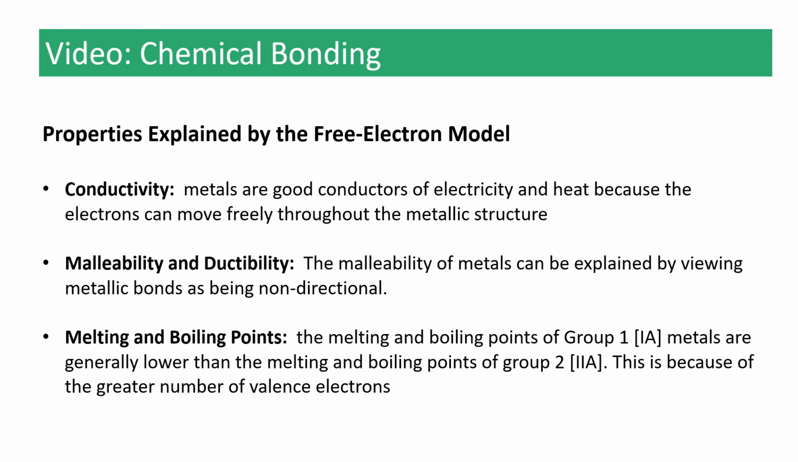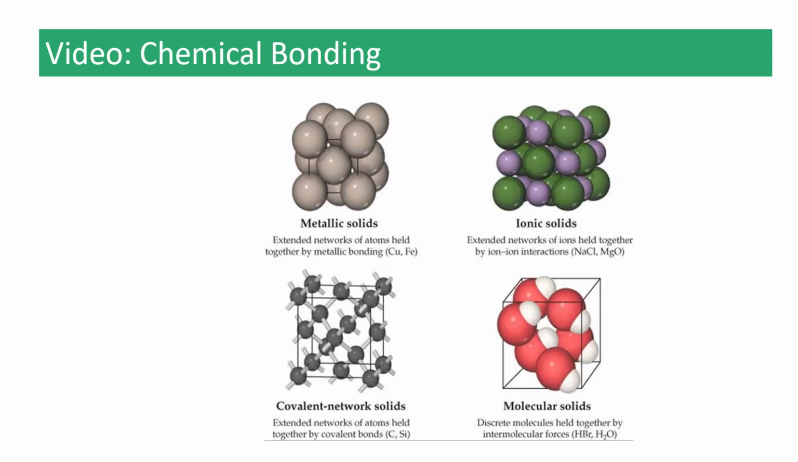Melting and boiling points of group 1, the 1A metals, are generally lower than the melting and boiling points of group 2. This is because of the greater number of valence electrons. And here is an example of what the shapes could look like.